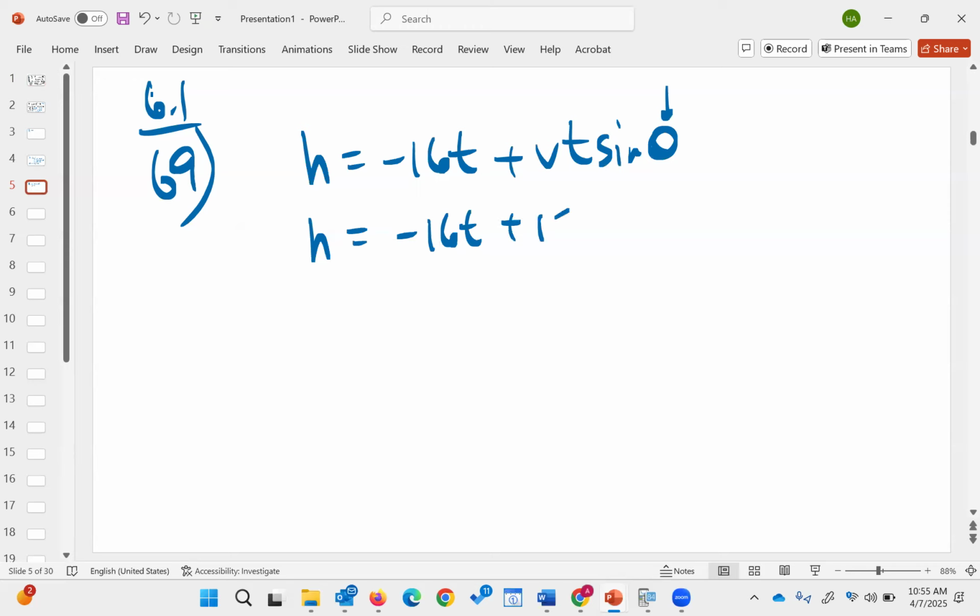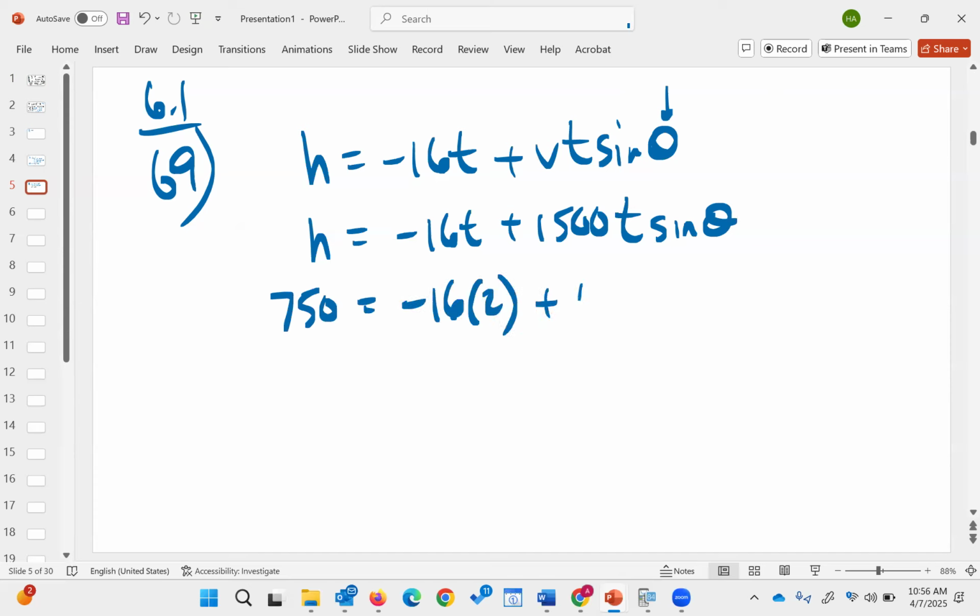This is 1500 feet per second. And then it says it takes 2 seconds to reach a height of 750. Okay, so now we got ourselves what we need here. 750 is my height. And it took 2 seconds to get there. I need to know what my angle of elevation was to make that happen. Kind of important.